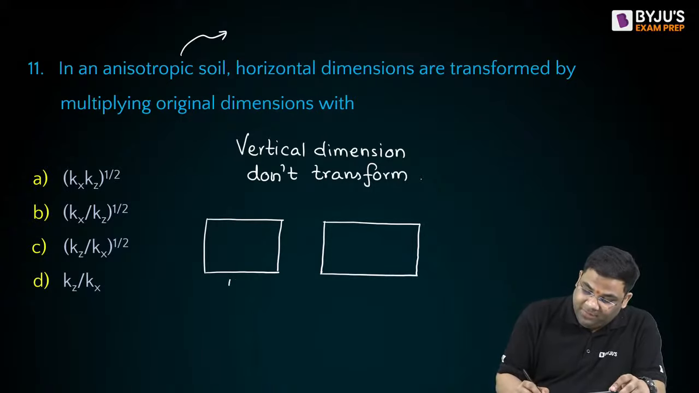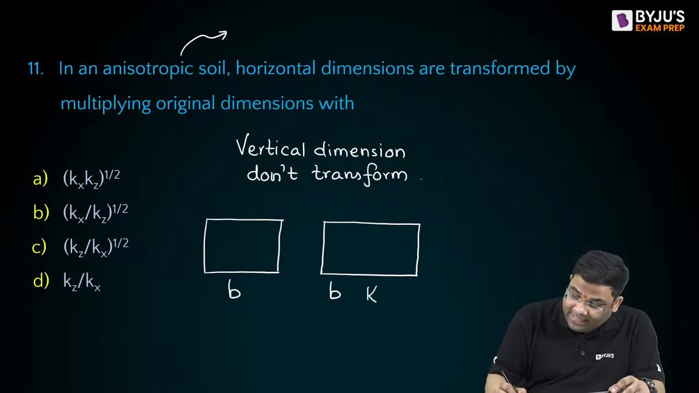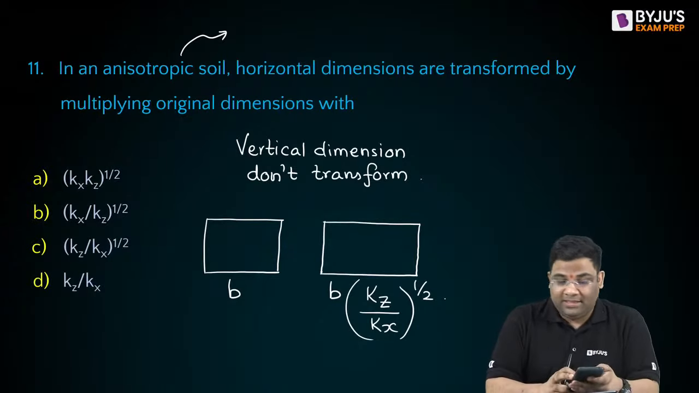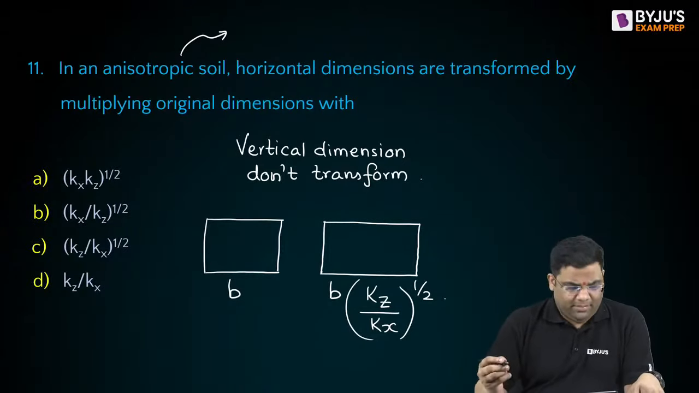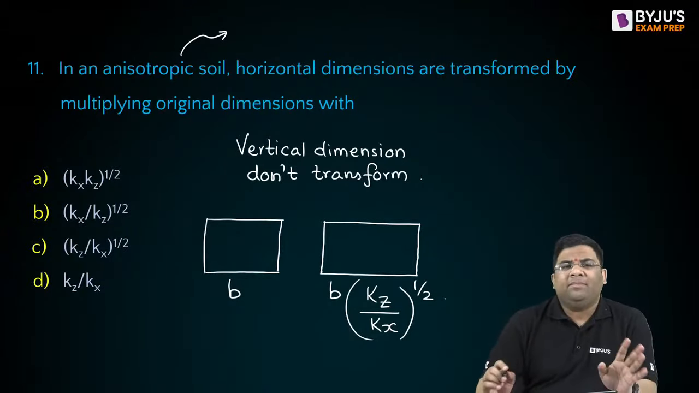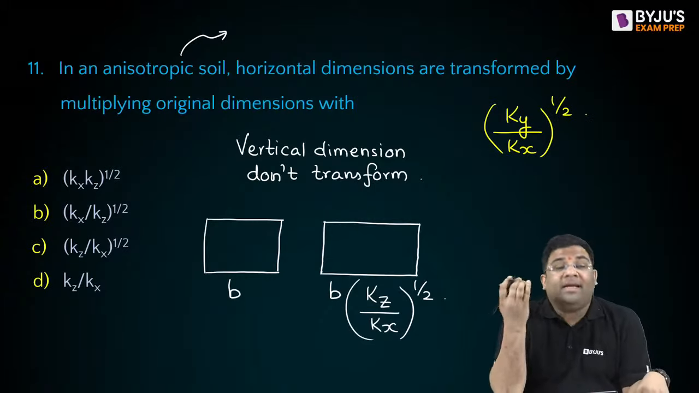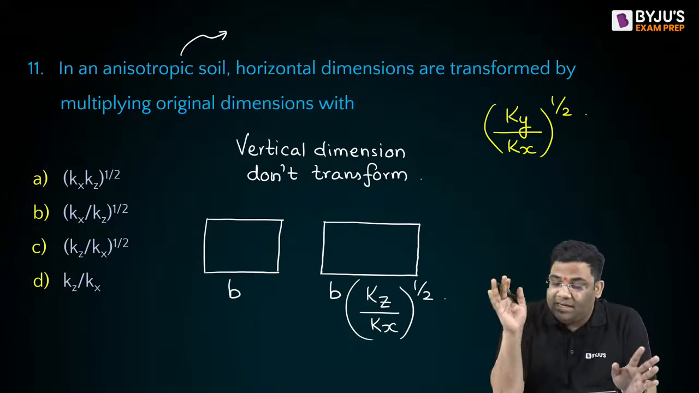But suppose this is B. This will become how much? This will become B into square root of kz by kx. You have to remember this thing. Here kz is vertical, and x is horizontal. Sometimes they will write square root of ky by kx. That is also the same, because that depends on whether you have taken vertical as y or z.